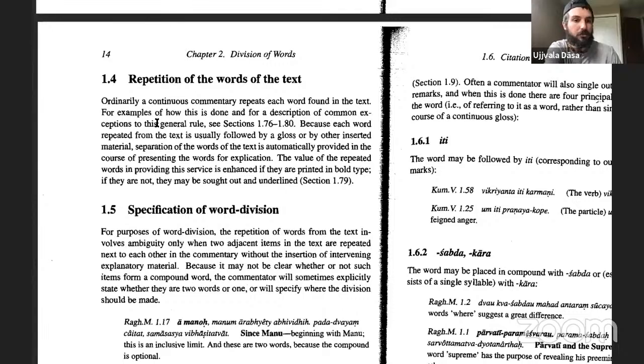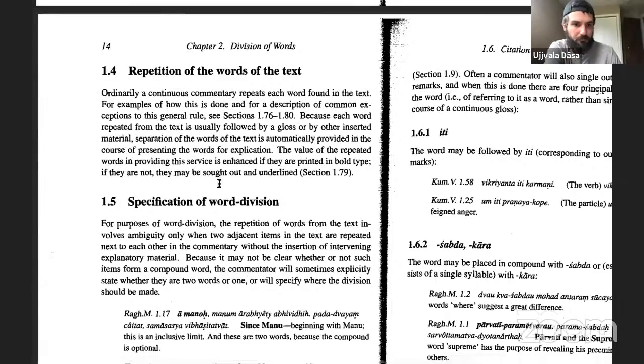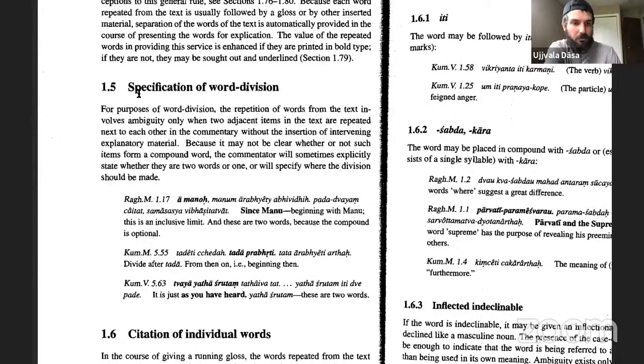Repetition of the words in the text. Ordinarily, this commentary repeats each word found in the text. For purposes of word division, the repetition of words from the text involves ambiguity only when two adjacent items in the text are repeated next to each other in the commentary without the insertion of intervening explanatory material. Because it may not be clear whether or not such items form a compound word, the commentator will sometimes explicitly state whether they are two words or one, or will specify where the division should be made.